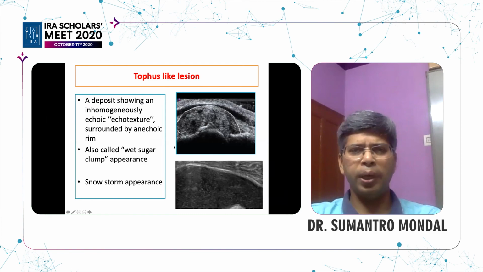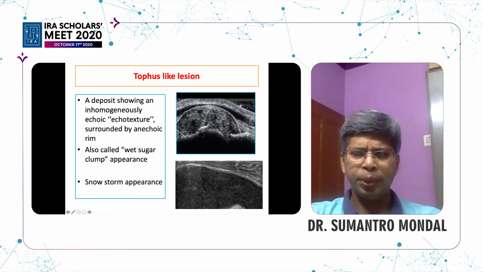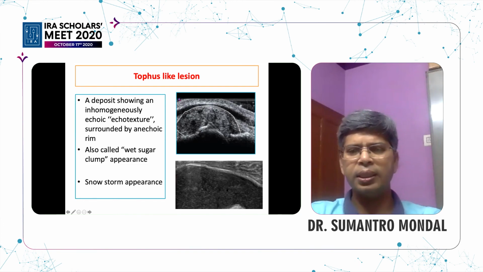And then you can get this kind of white sugar clump appearance. And in the fluid of a uric acid crystal patient, you can get this kind of snowstorm appearance. They are basically uric acid crystals, which show up as a snowstorm.